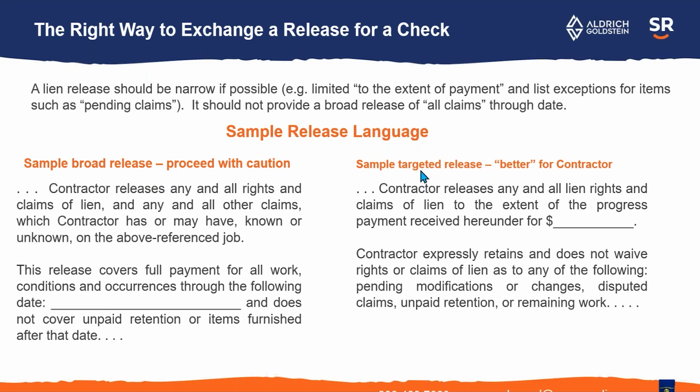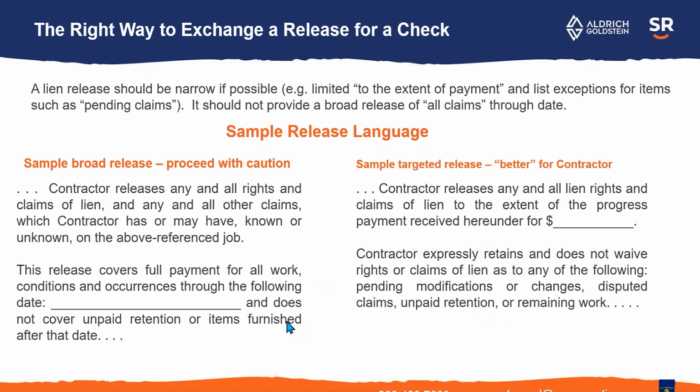So a sample on the right-hand side is a targeted release, I think would be better for the contractor, is you're releasing it just to the extent of the progress payment that you are receiving. And then at the bottom, there's some language: you expressly retain and do not waive rights or claims as to any of the following: pending modifications or changes, so that'd be like your change order log, changes that are in process, also disputed claims, unpaid retention, or remaining work.